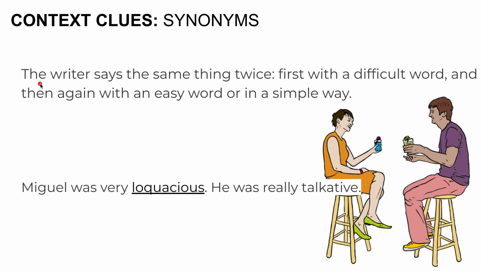Synonym context clues is when the writer says the same thing twice, but first with a difficult word and then with an easy word or in a simple way. For example, Miguel was very loquacious. He was really talkative. We can guess that loquacious means talkative. Why? Because it's a synonym context clue. The writer gives us a difficult word first and then an easy explanation, easy example, easy definition or an easy word.